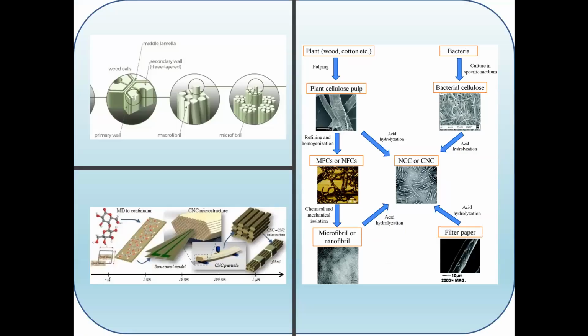So cellulose, as I mentioned, normally exists in the cell wall of the plant. Okay, so by removing the cell wall, we can get the microfibril, and from the microfibril we can get the cellulose chain. From the cellulose chain, we will do some acid hydrolysis process or mechanical process that can produce two types of nanocellulose, either nanofiber cellulose or nanocrystal cellulose. It depends on the final structures of the cellulose itself.